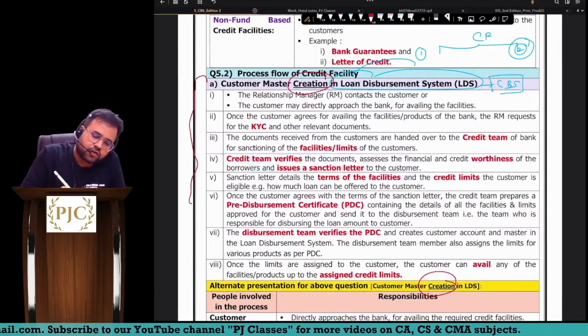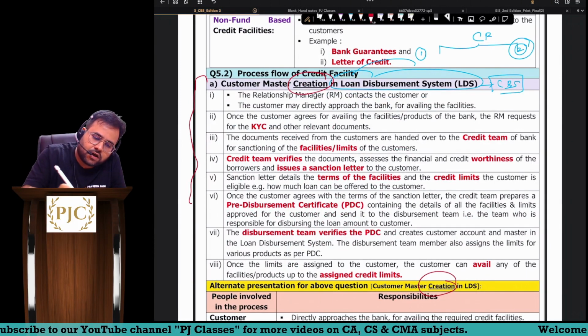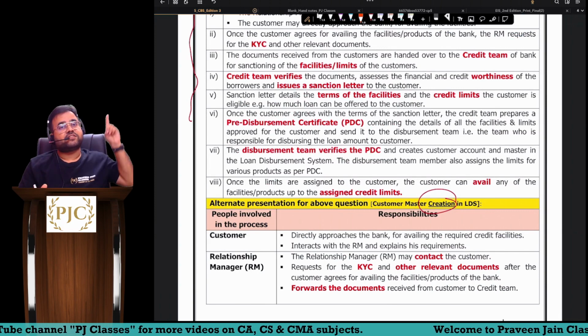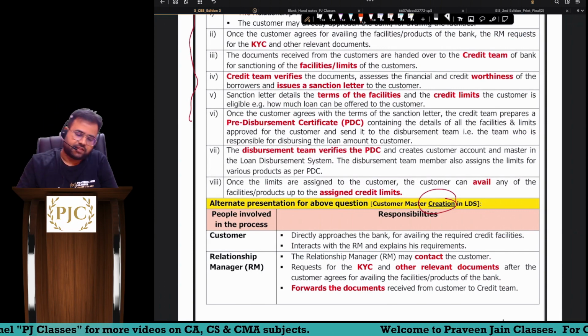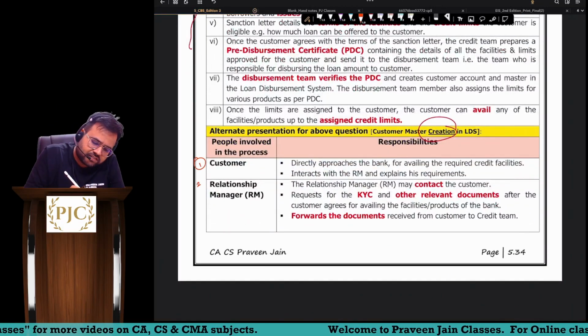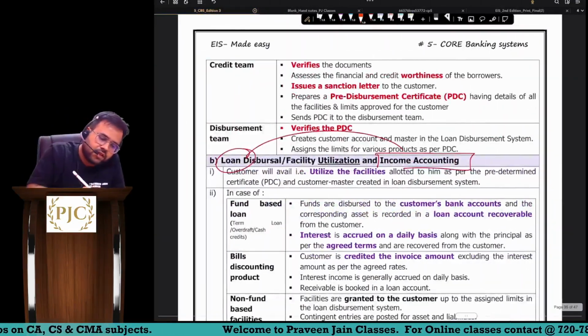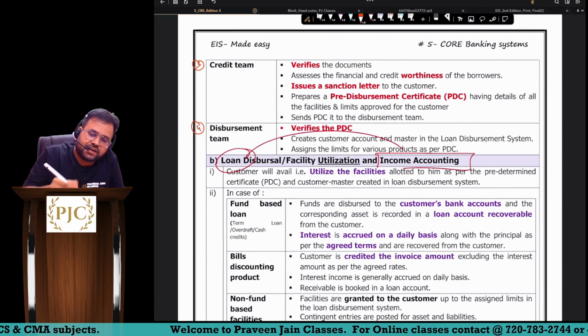Okay, now customer master creation in the loan disbursement system. Again, how many people are involved? 4 people are involved. In mortgage, how many were there? 6 people were there. Okay, so who are those? The customer relationship manager, they are also the same, here also the same. Now you have the credit team, now you have the disbursement team.